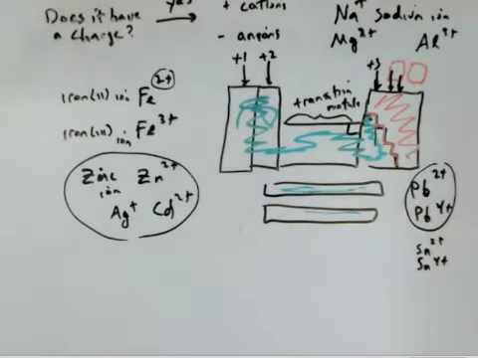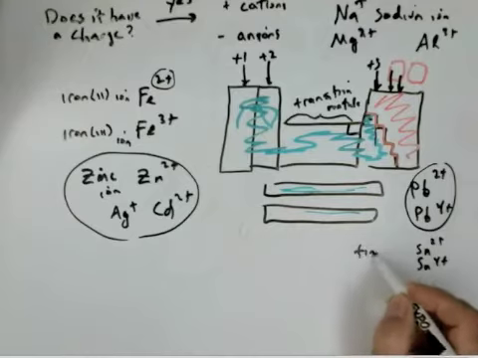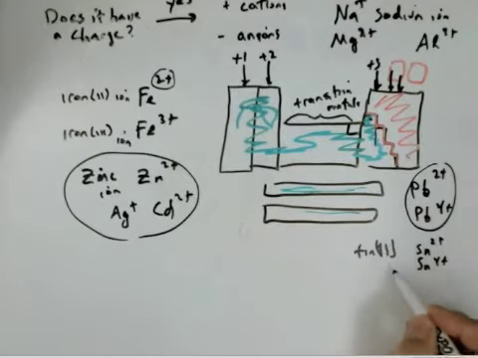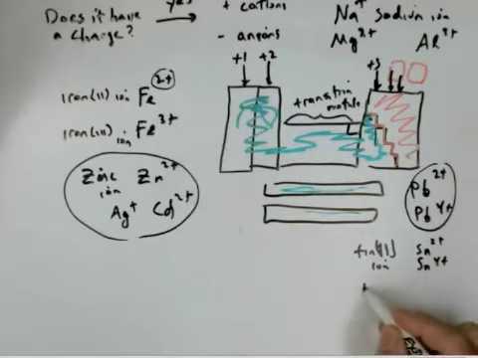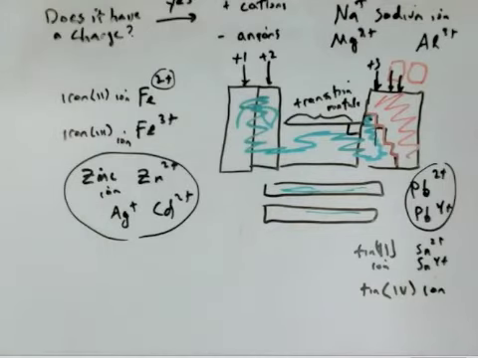Okay, so those need Roman numerals. So Sn2+, tin, would be tin(II) ion, and tin 4 would be tin(IV) ion. And so those need Roman numerals even though they're not supposed to.